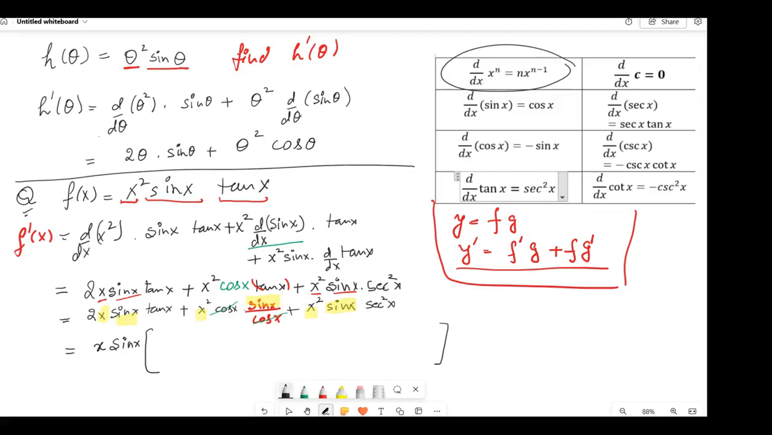So what is left in each term? The first term, x sine x went out, only 2 tangent x is left, plus second term, from x square x went out, just x left, and sine x went out. That's it. There's no cosine, that cancelled. In the last term, from x square 1 x went out, sine x went out. We are only left with secant square x. This is your answer, using your formulas and factorization.